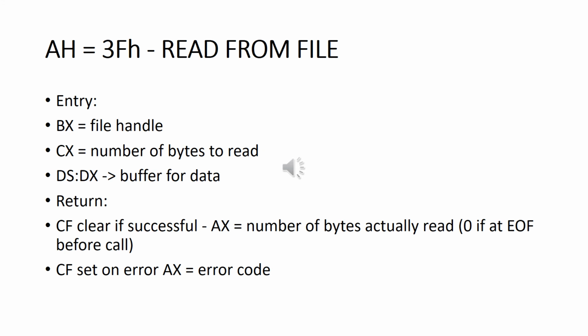The function AH is equal to 3FH is used to read something from the file. As the input registers, BX will be the file handle, CX will be equal to the number of bytes to be read, and DX has the buffer for the data. So when executed, the data will be present in the DX register, the buffer, and as usual, if it is successfully done, then carry flag is cleared, otherwise it is set.